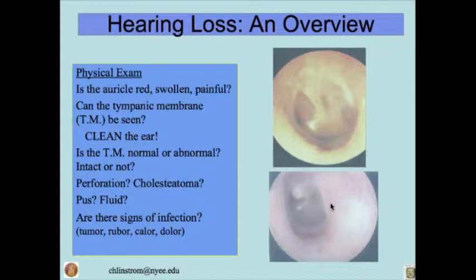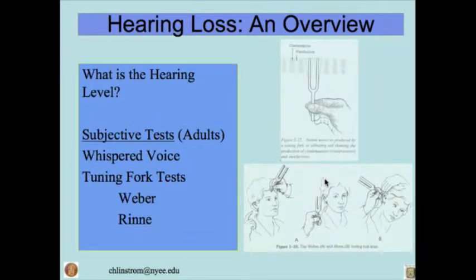This lower picture, this is a left ear, and we see a very nice looking drum, except anterior superiorly we see a whitish area which would be picked up by most pediatricians, in fact. This is a congenital cholesteatoma, and very few of these cases are picked up by ENT docs or otologists.